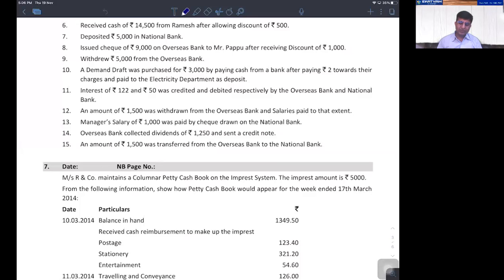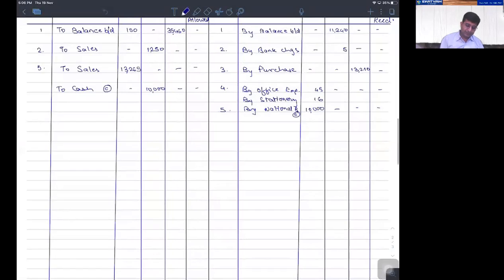Received cash of 14,500 from Ramesh after allowing the discount of 500. So you have received the cash and allowed him the discount. Entry will be what? Cash account debit, discount account debit to Ramesh account. This will be the entry. Therefore, to Ramesh 14,500, and in the discount allowed column rupees 500.